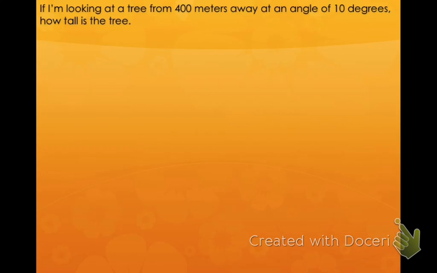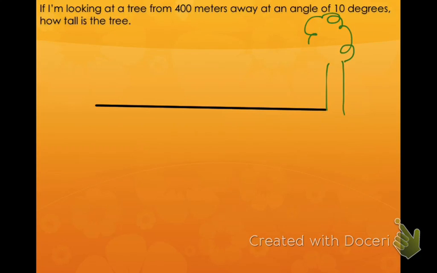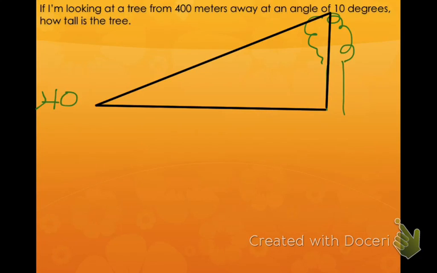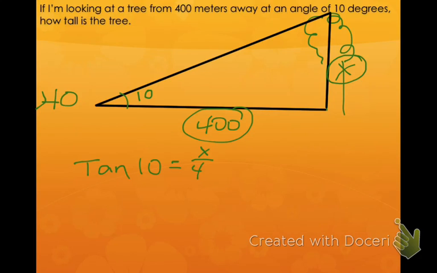Here I'm using a word problem where I'm looking at a tree. So here's my lovely tree. And here's me looking at it, laying down, so this kind of makes sense. This is a 10-degree angle. I'm 400 meters away from it, and I don't know how tall it is, so it's x. Again, my angle's over here. It's opposite over adjacent. X is opposite. 400 is adjacent.